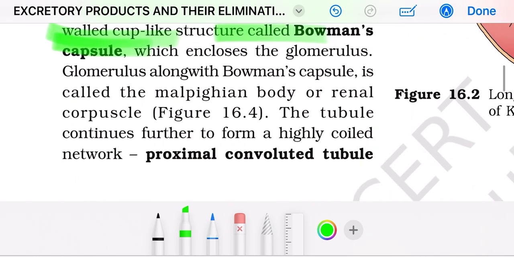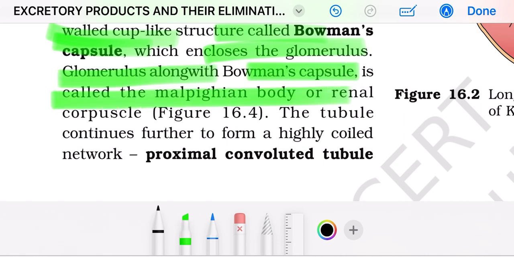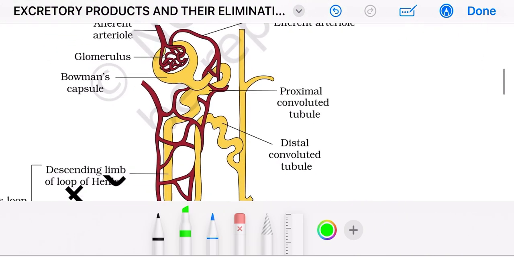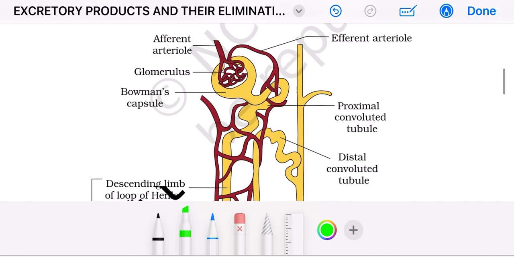Bowman's capsule, which contains podocytes on the inner membrane, and encloses the glomerulus. The glomerulus along with the Bowman's capsule is called the Malpighian body or renal corpuscle. The tubule continues further to form a highly coiled network called the PCT, the proximal convoluted tubule.